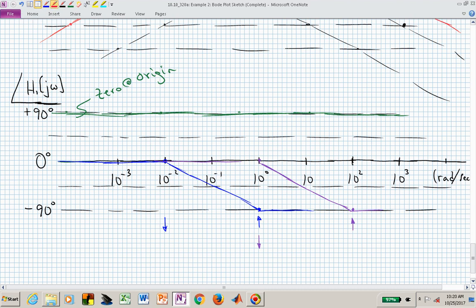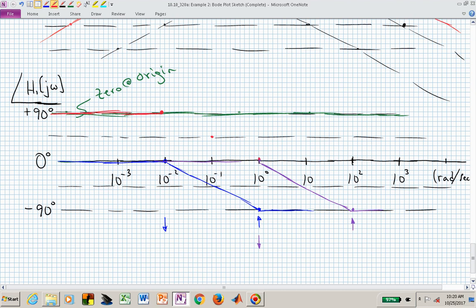So if we go far enough back in frequency to the left, we start at plus 90 degrees. Everything else is contributing 0. We'll be flat until we reach something that starts sloping, and that doesn't happen until we reach 0.01. But at that point, we actually start coming down at 45 degrees per decade. Again, 45 degrees per decade.